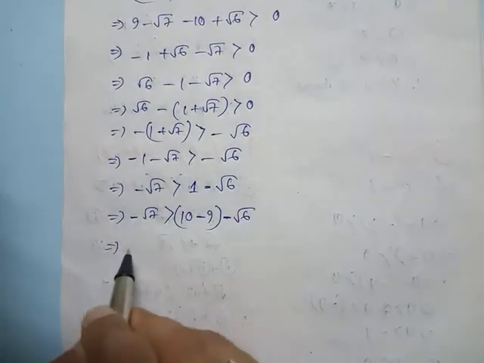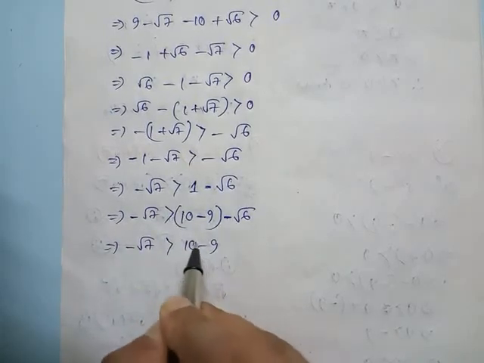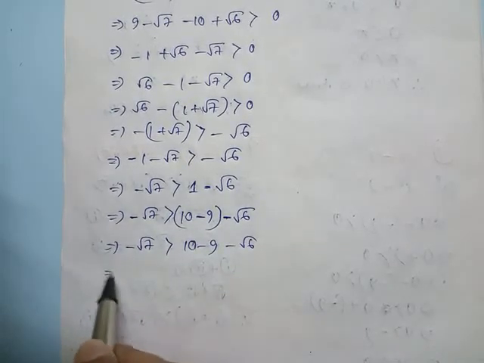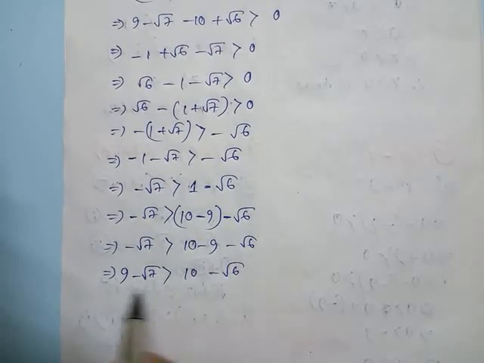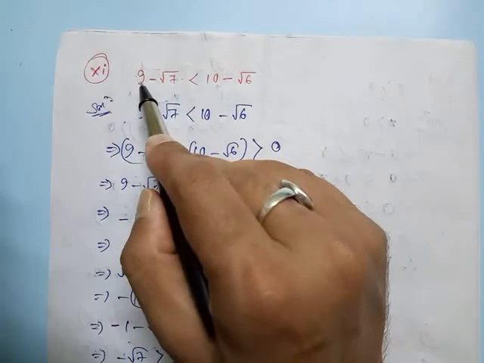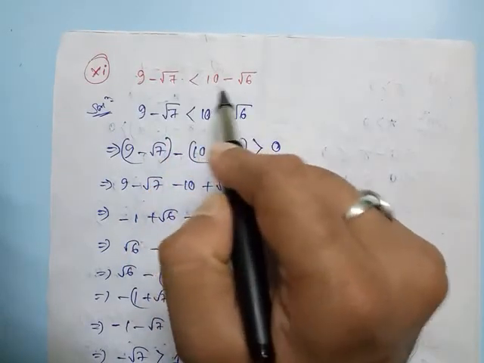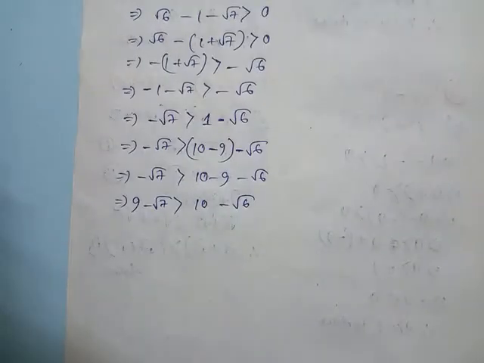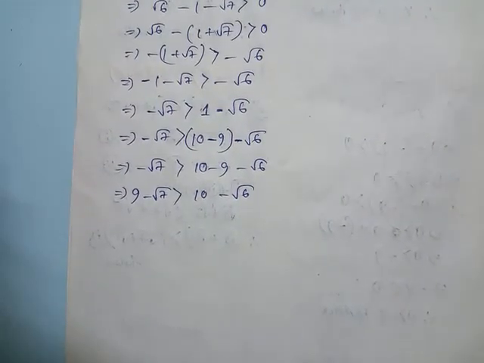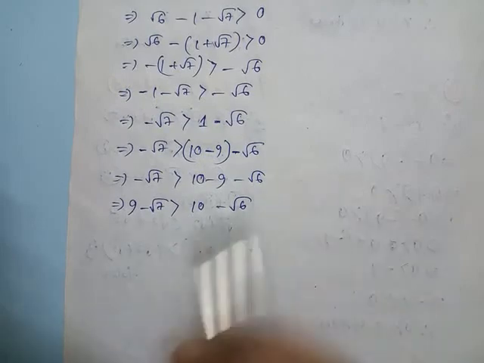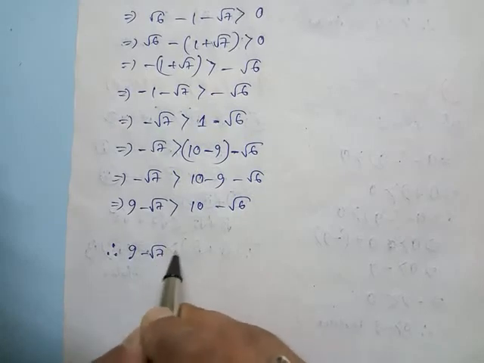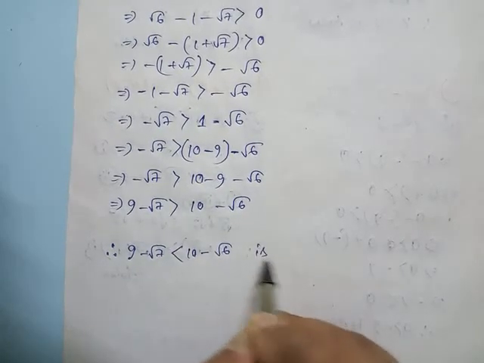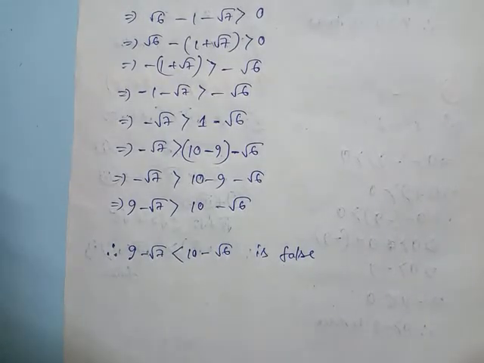Now in the next step student, if I remove the bracket from 10 minus 9 minus root 6, now take minus 9 on that side and it becomes plus, so 9 minus root 7 bigger than 10 minus root 6. This is our proof actually. But what is the given question here? The given question says that 9 minus root 7 less than 10 minus root 6, but here we have got 9 minus root 7 bigger than 10 minus root 6, which means our given question is false. So therefore we will write here now, 9 minus root 7 less than 10 minus root 6 is false. Our given question is false.